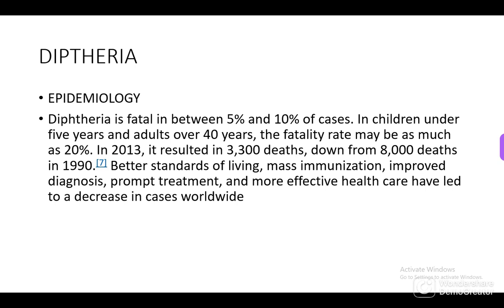Better standard of living, mass immunization, improved diagnosis, prompt treatment, and more effective healthcare have led to a decrease in the cases worldwide. So the EPI, the Expanded Program on Immunization, was launched by UNICEF. The DPT, after the age of 1 month, you have to give, and then there are booster doses, and again there will be a booster dose. The third booster will not contain pertussis, but only D and T.